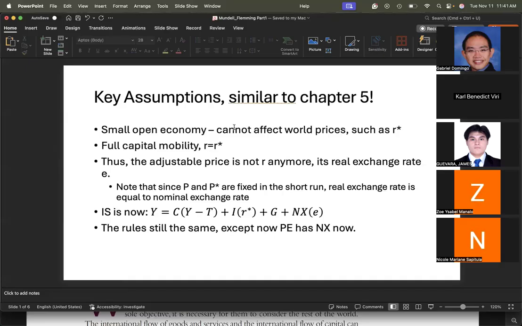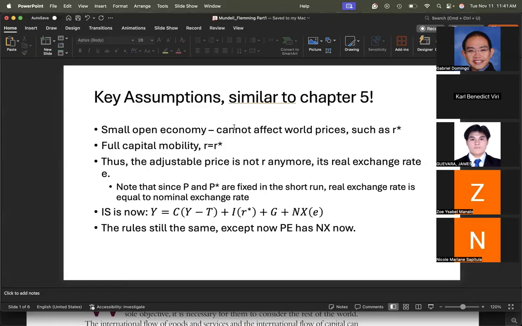Okay. So notice that the real exchange rate E is the same as the nominal exchange rate E, right? Because in the short run, P and P star are fixed. So the real and the nominal, they're the same thing. In the same way that the R can be nominal and it can be real. And in the short run, as in IS-LM, as well as here, the nominal exchange rate and the real exchange rate are one and the same.